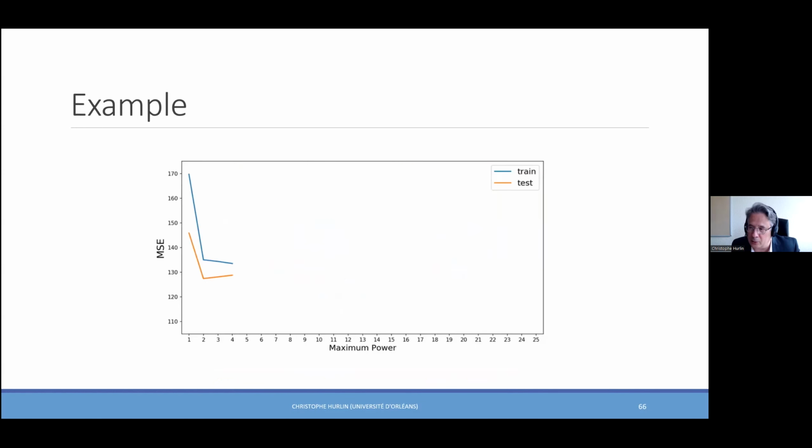Now I use this model. Here you have the power, and I compute the mean square error on the training set and on the test set. And we have exactly the same phenomenon, which is an overfitting issue. Is it clear? Here you have the test set in orange and the mean square error on the training set in blue. And if you exceed a polynomial order of degree 7, then you have an overfitting issue.